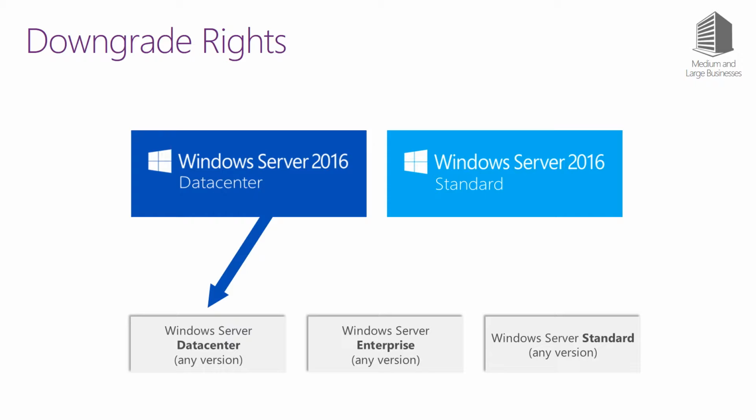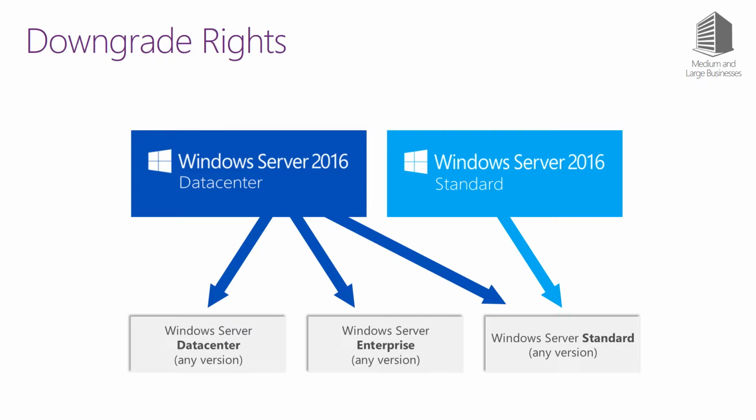In addition, though, there are down edition rights for Windows Server, and this means that organizations can also install the Enterprise or Standard editions of any version under a Datacenter license. And what about the Standard edition? I think we'd expect that you would be able to install any previous version of Standard edition, and that's indeed the case. What's not so obvious, though, is that Standard edition also allows the installation of any previous version of Enterprise edition as well.